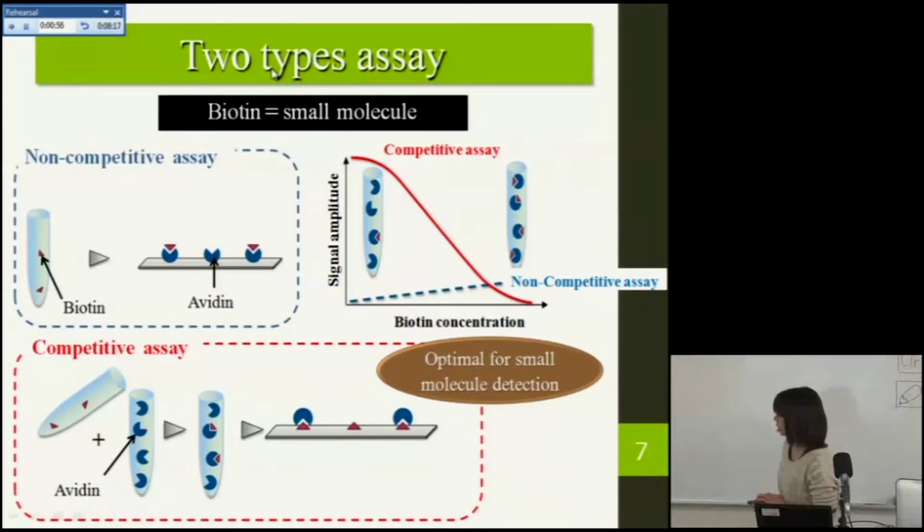in competitive assay, we can detect biotin by substituting for avidin. In this assay, we add the biotin solution to the avidin solution with constant concentration. And in this mixed solution, there are free avidin and avidin combined to biotin. And we add this mixed solution to the biotin fixed membrane filter. Only free avidin attaches to the membrane. So the signal amplitude decreases as the biotin concentration increases. And although biotin is a small molecule, we can get a drastic change. So I use competitive assay in my research.